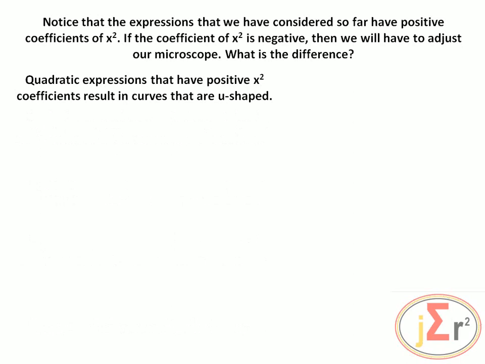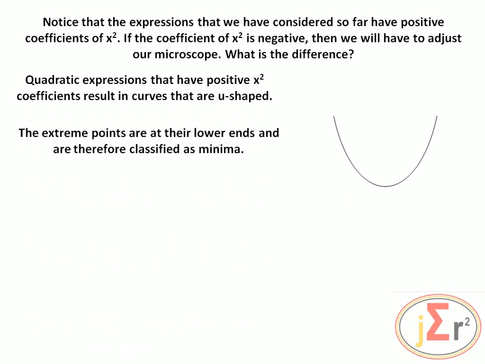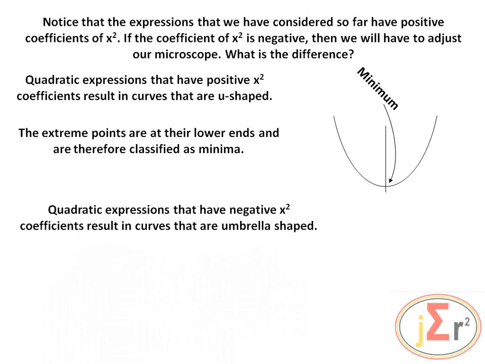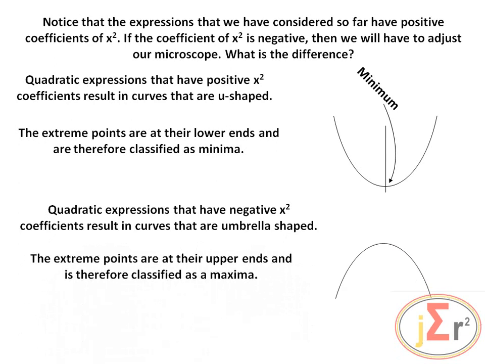Quadratic expressions that have positive x squared coefficients result in curves that are U-shaped. The extreme points are at their lower ends and are therefore classified as minima. Quadratic expressions that have negative x squared coefficients result in curves that are umbrella shapes. The extreme points are at their upper ends, and they are therefore classified as maxima. Of course, maxima is the plural of maximum and minima, the plural of minimum.